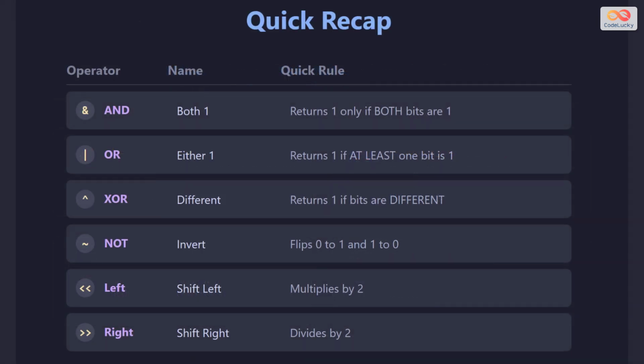Let's recap. AND checks if both are 1, OR checks if either is 1. XOR checks if they are different, NOT flips the bits, and shift operators move bits left or right, effectively multiplying or dividing by 2. Mastering these basics gives you a deeper understanding of how your code actually runs.